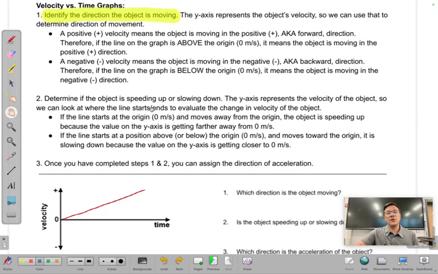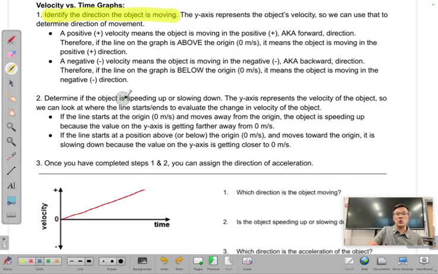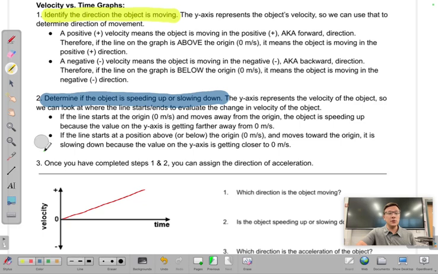The second thing is to figure out if it is speeding up or slowing down. And this actually is easier, in my opinion, than the position versus time graphs, because all we have to look for here is essentially where did the velocity start and where did it end up? I kind of joke that it's like Cotton Eye Joe, right? Where did it come from? Where did it go?